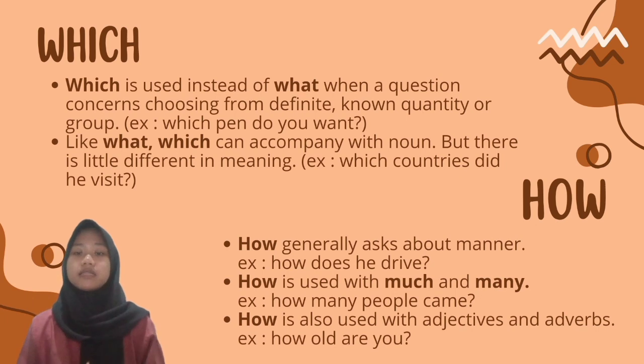How generally asks about manner. Example, how does he drive? The answer, he drives carefully. And how is used with much and many. Example, how many people came? How much money does it cost?